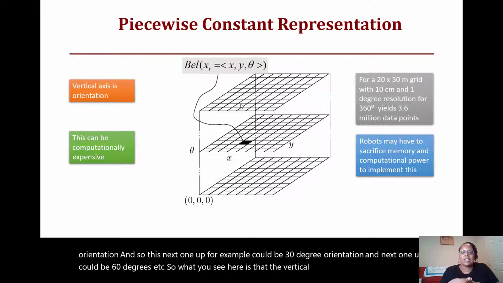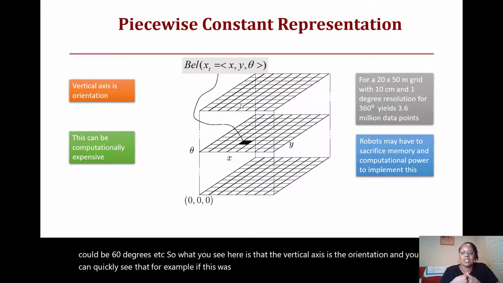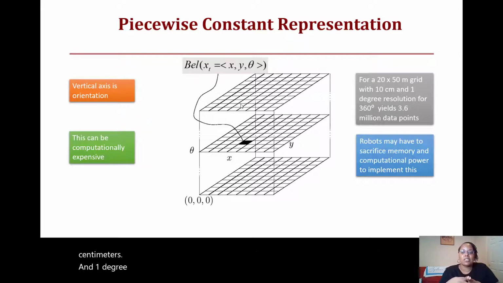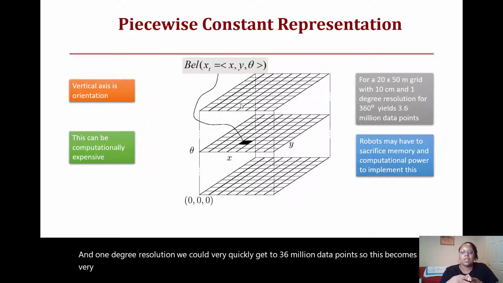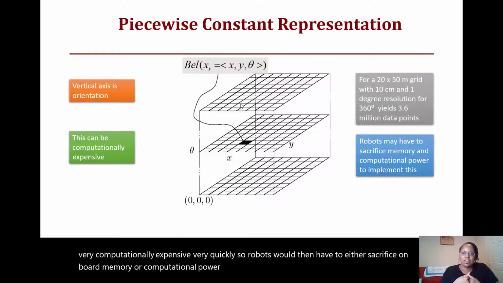And you can quickly see that, for example, if this was a 20 by 50 meter grid with a resolution of 10 centimeters and 1 degree resolution, we could very quickly get to 3.6 million data points. So this becomes very computationally expensive very quickly. Robots would then have to either sacrifice onboard memory or computational power in order to implement something of this magnitude. So there are some ways that we can simplify this calculation.